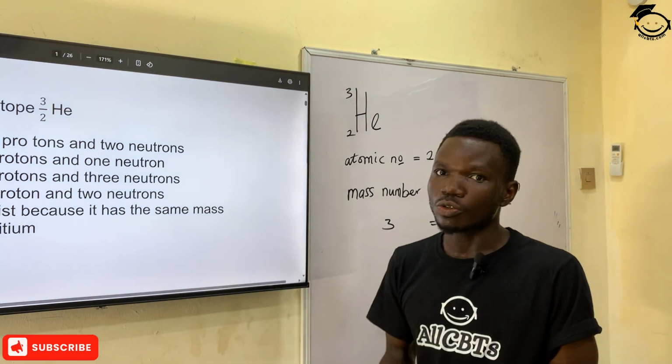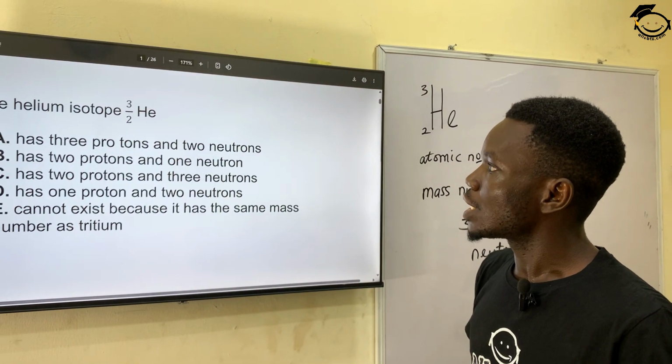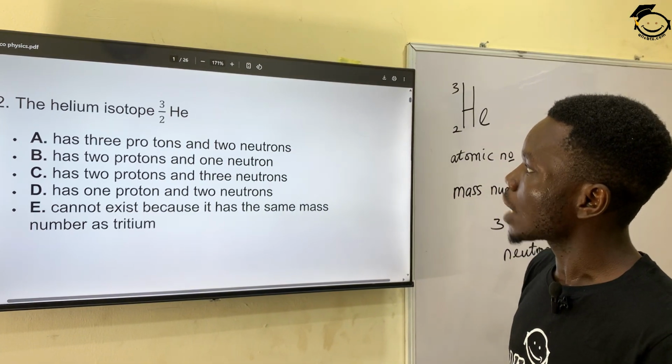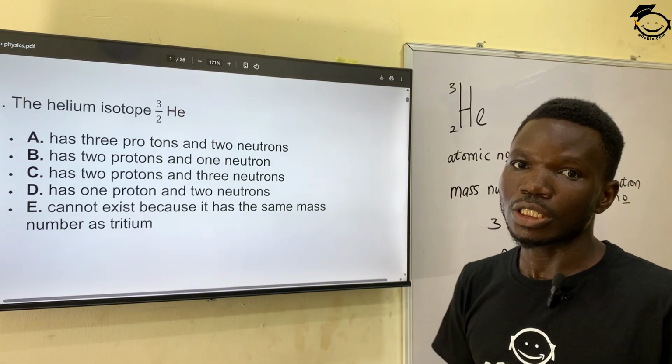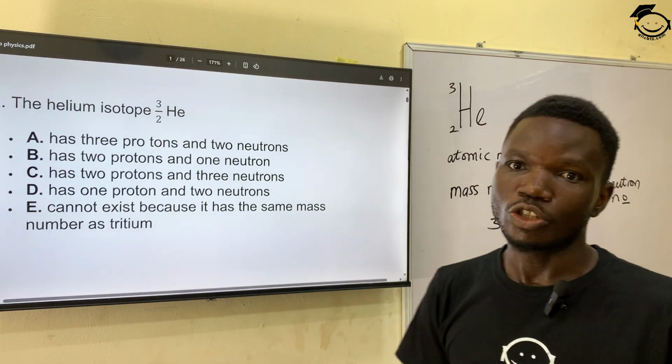So looking at the options, look at option A there. It says it has 3 protons and 2 neutrons, which is wrong. It has 2 protons and 1 neutron, which is the correct answer. So the correct answer there is B. It has 2 protons and 1 neutron.